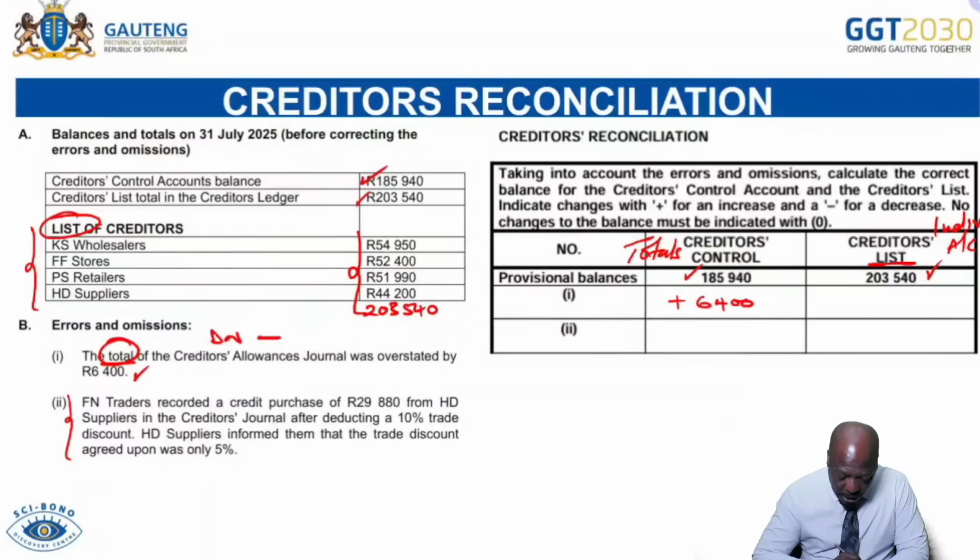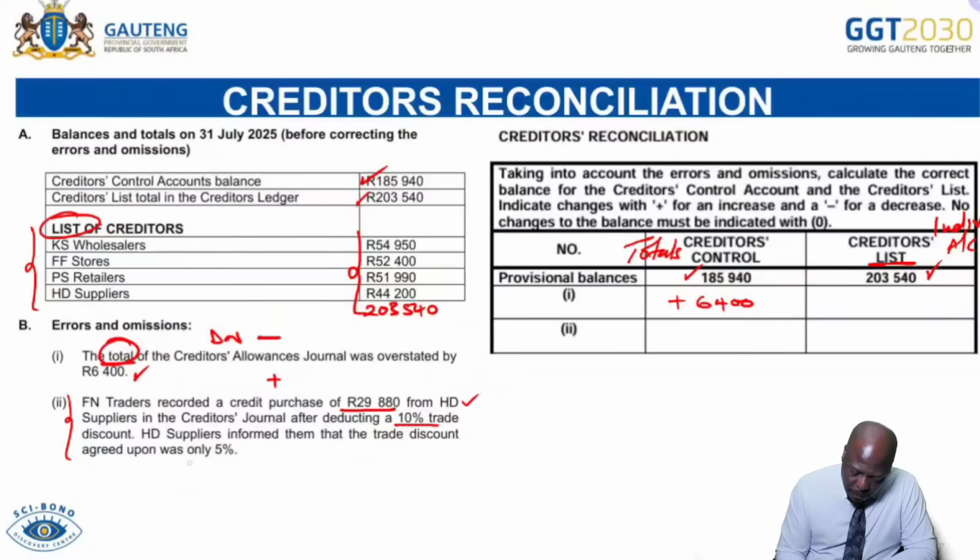FN traders. Now you hear now, it has a name in it now. FN traders recorded a credit purchase. All right, that's a plus of 29,880. Okay, so you have to know who is FN traders. Are we together? So FN traders is us. So we recorded a credit purchase from HD suppliers in the creditors journal, which is very correct, after deducting a 10% trade discount. So we are then told they, our suppliers, then informed us that the trade discount agreed upon was 5%.